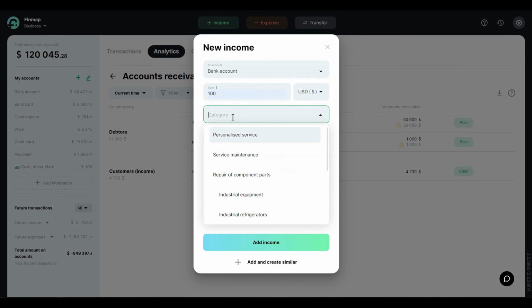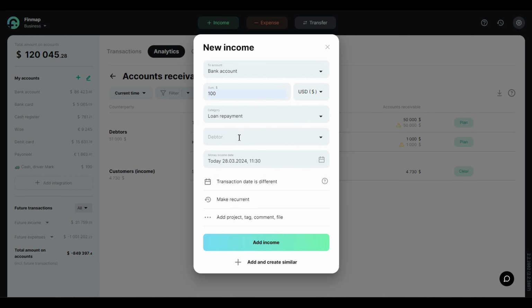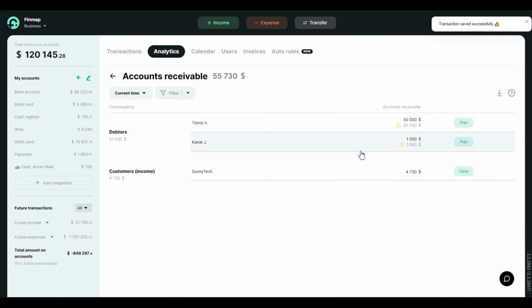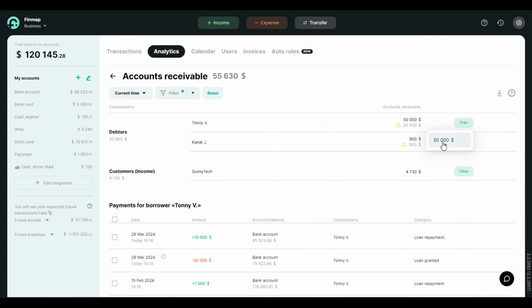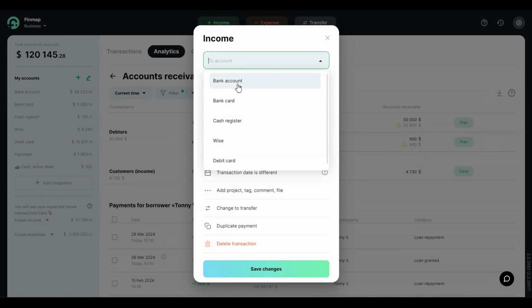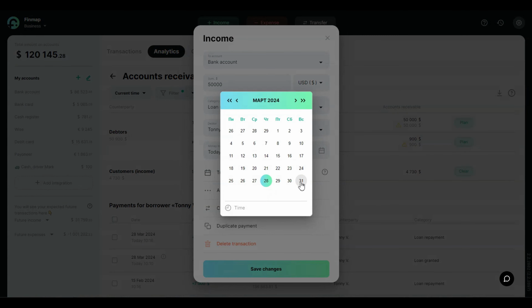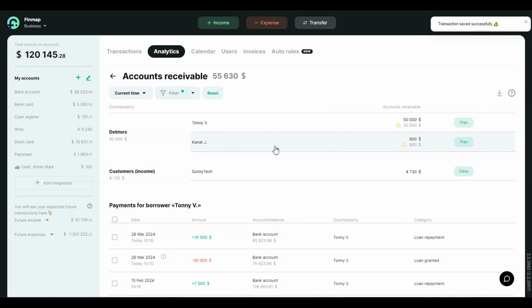When the time comes to repay the debt, set the appropriate system categories in the transactions to loan repayment or credit repayment, and the system will automatically recalculate the remaining debt balance. You can also schedule repayments or check all transactions for a given counterparty.